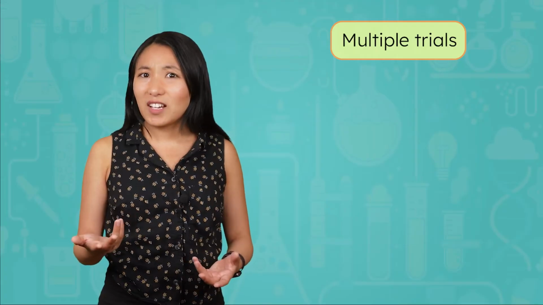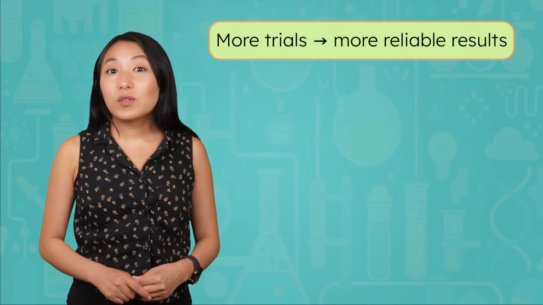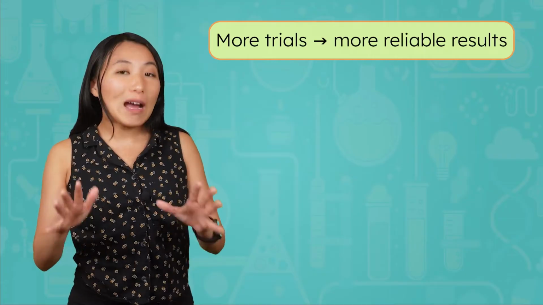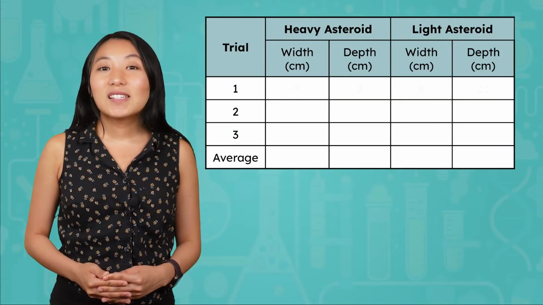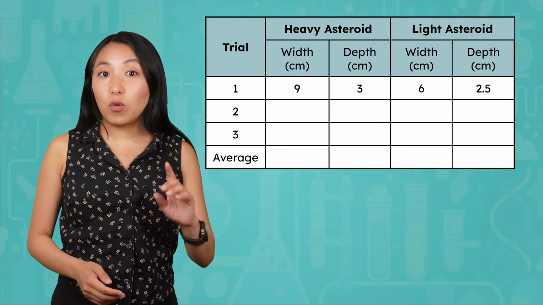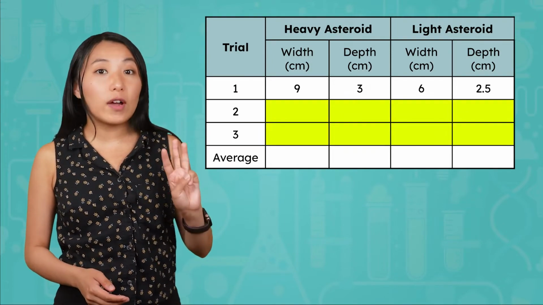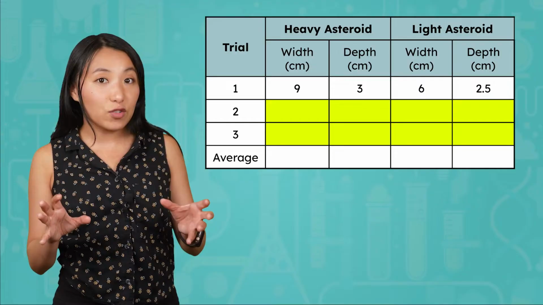You've already dropped the heavy and light asteroids once, you just need to do that again. And again. How many more times? Well, the more trials, the more reliable our results will be. But for our purposes, 3 trials of each would be reasonable. Let's count the ones you already did as trial 1, then do a trial 2 and a trial 3 for both the heavy and light asteroid.